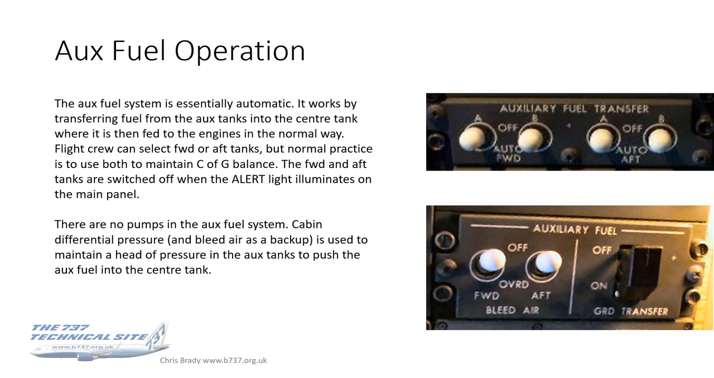Now, the auxiliary fuel system is designed to be quite pilot friendly. It's pretty much automatic. It works by transferring fuel from the auxiliary tanks into the center tank, which is how almost all auxiliary fuel works on the 737. You can select forward or aft tanks, but the normal practice is just to switch all four switches to auto, let it do its job. That big unit in the forward hold that we looked at will take care of it for us.